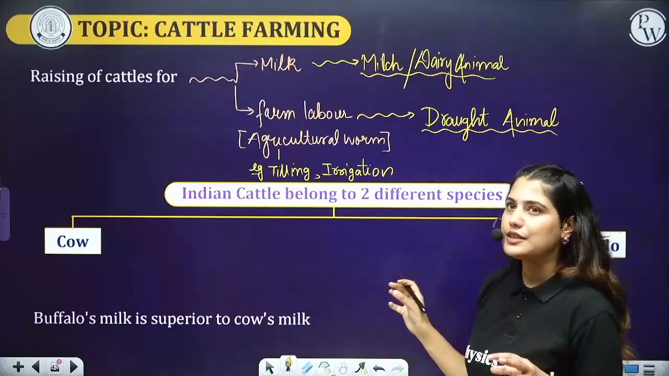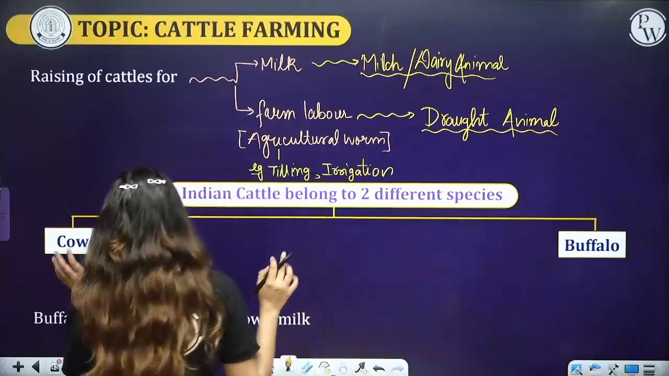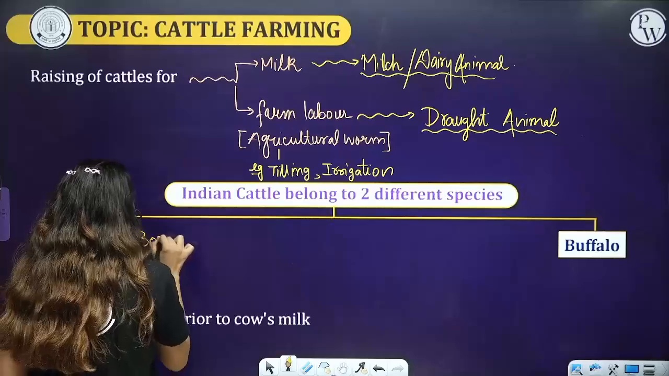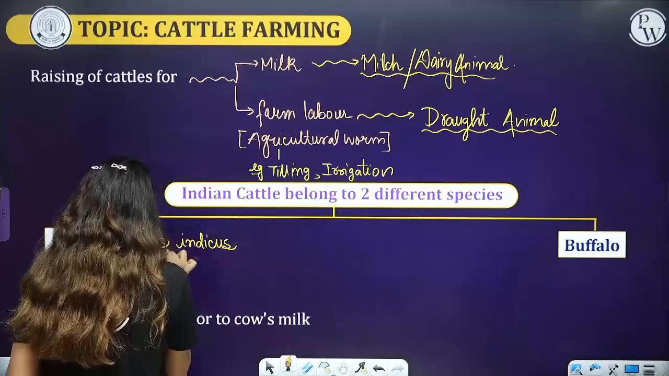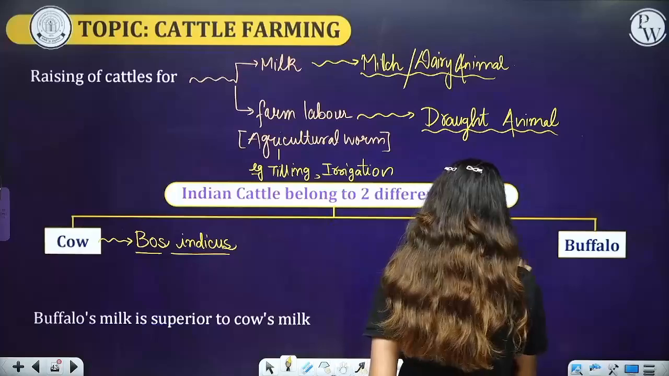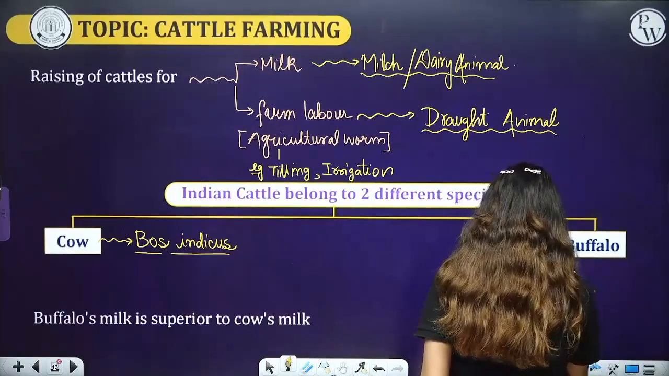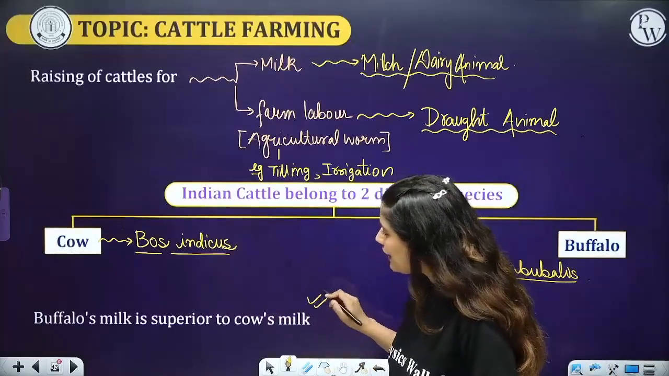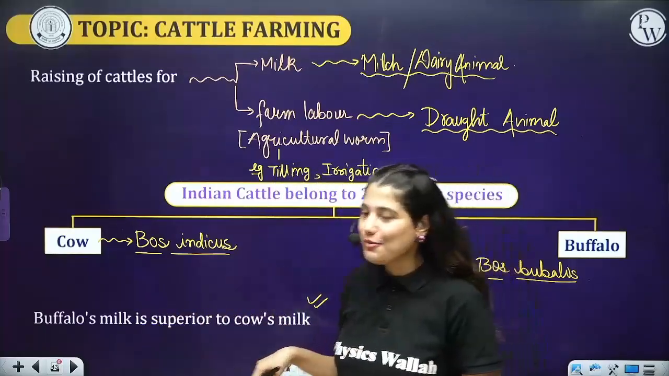Now the cattle which we use belong to two different species, the cow and the buffalo. The scientific name of the cow is Bos indicus and the scientific name of the buffalo is Bos bubalis. And yes, we say that the buffalo's milk is superior to the cow's milk, having a large amount of nutrients as compared to cow milk.